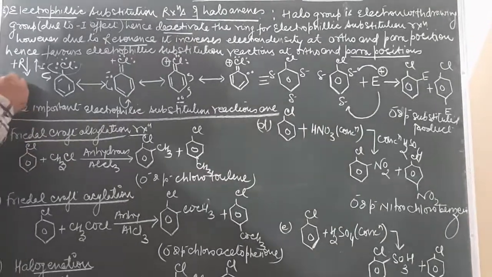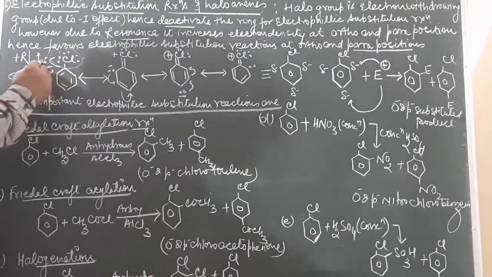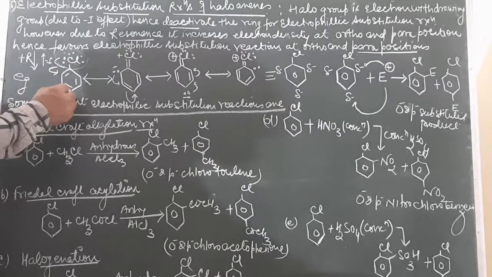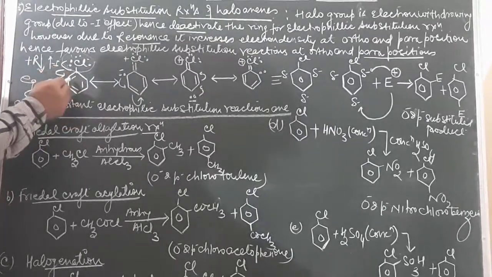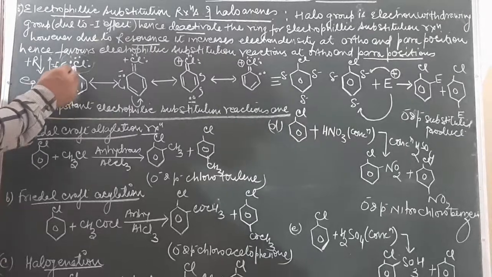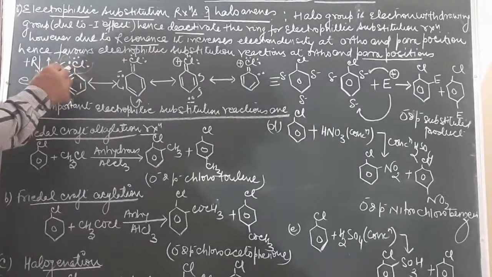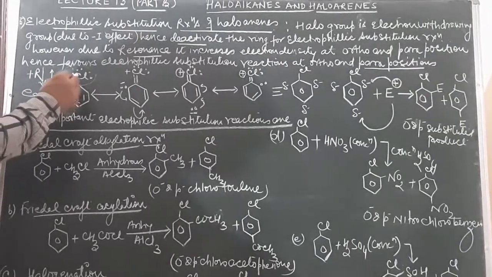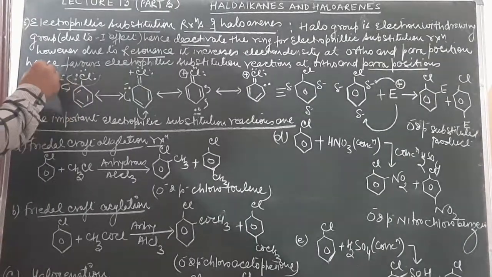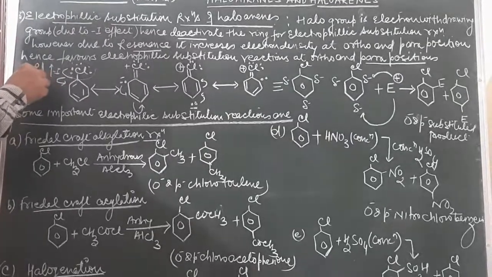As for example, just see this chlorobenzene. Due to minus I, it must deactivate the ring. But due to plus R, it will activate it. How? This lone pair of electrons is in conjugation with this double bond. How conjugated? Because they are separated from each other by a single bond. Since the group attached to the benzene ring contains a lone pair of electrons, it will release electrons due to the plus R effect.